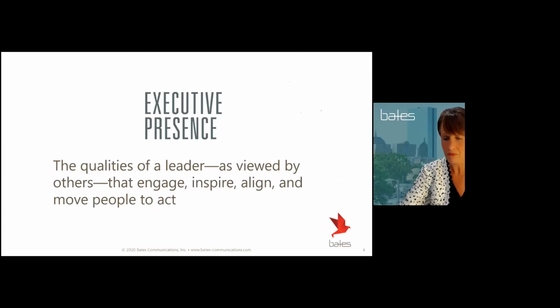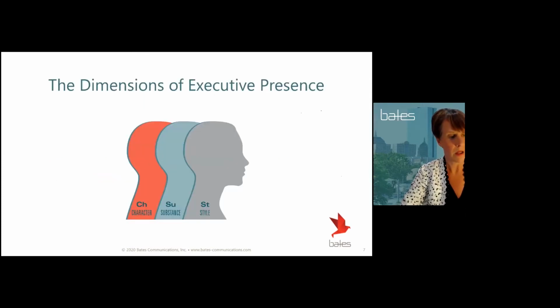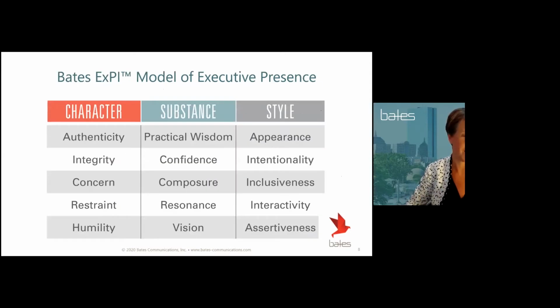So let's talk about the model a little bit, and I won't spend a ton of time on this, but because it is a research-based scientific model, I want to give you the framework so that a lot of the comments that I share from this point are going to be anchored back to this idea. We call this the Executive Presence Index, and there are 3 dimensions: character, substance, and style. And this is where you have to listen to me talk for a minute, because I want to give you some definitions as to what each of these is.